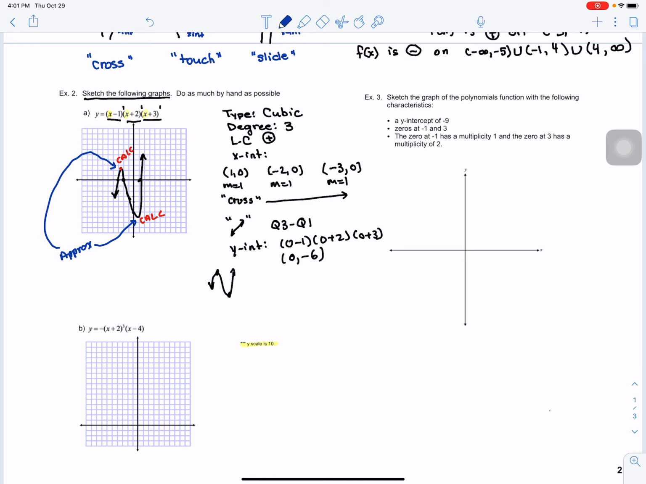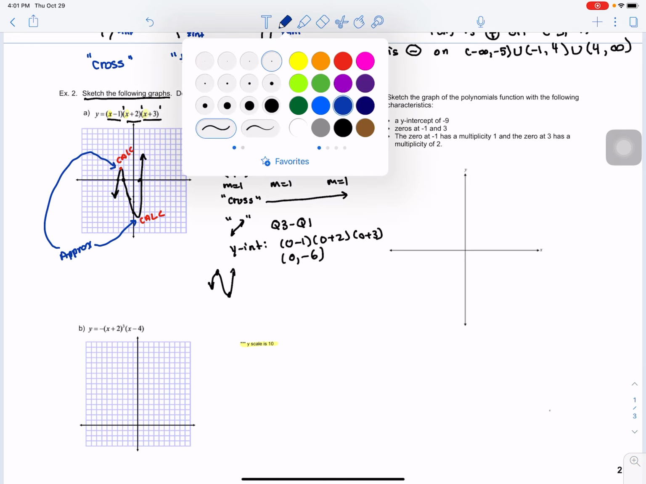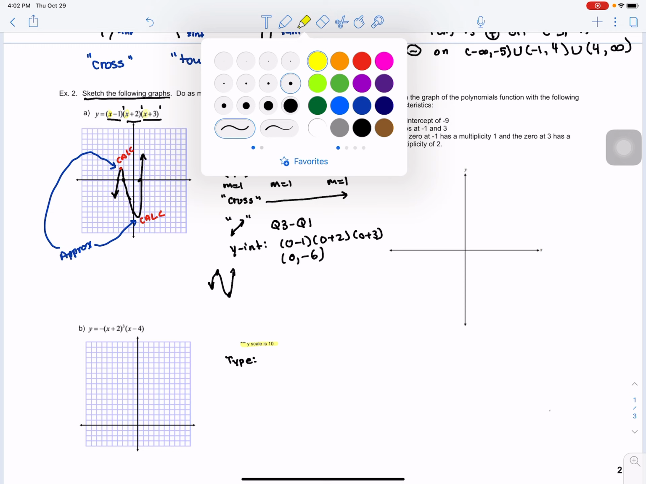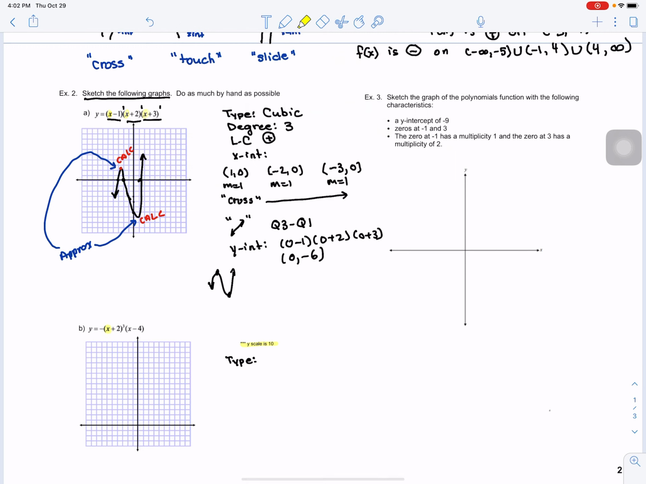So let's try to start by figuring out what the characteristics of my graph are. So let's start with the type. So this graph, and I'm going to try to make it bigger, there's a positive x, a positive x. So this is x cubed times x times a negative. So x cubed times x is x to the 4th. So I have a quartic function happening. My degree is going to be 4.